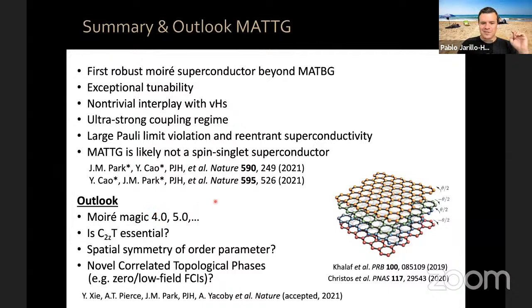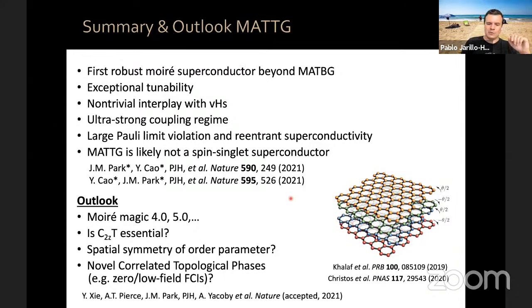It's an important question, what is the role of C2zT symmetry, okay? C2z is 180 degree rotation around an axis perpendicular to the planes, and T is time reversal symmetry. Magic angle twisted bilayer and mirror symmetric magic angle twisted trilayer graphene exhibit C2zT symmetry. This one group has argued that that's a key symmetry which is essential and may be responsible for why these two exhibit robust superconductivity, whereas in other Moiré systems, superconductivity seems to be at best very fragile, much weaker.